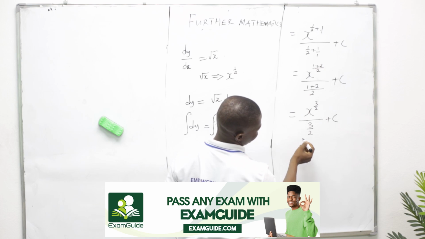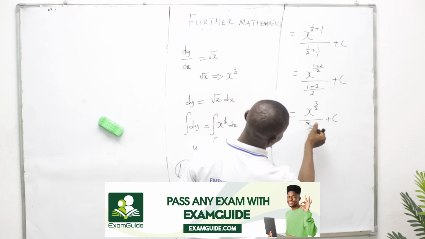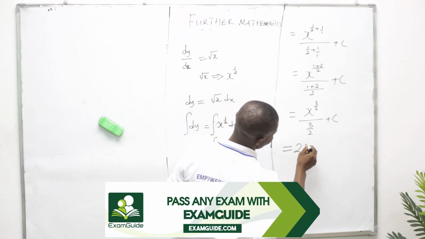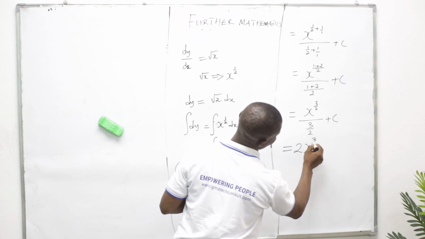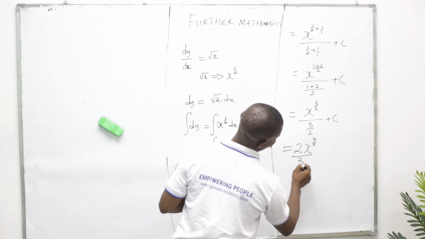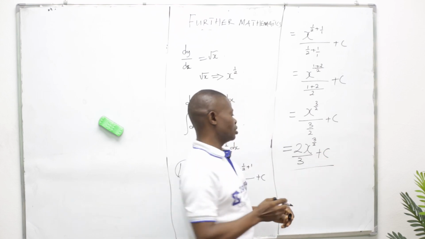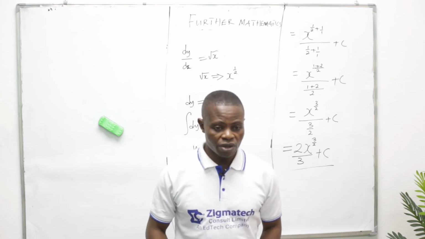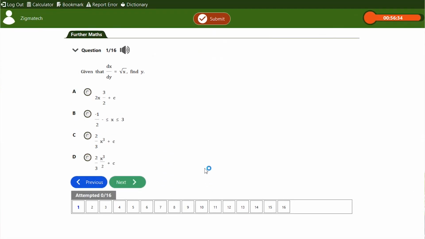So, if you switch division to multiplication, something will happen, meaning 2x raised to power 3 all over 2 divided by 3, plus constant. That will give the solution to what you have. You check your options. We have 2x raised to power 3 over 2 all over 3 plus c. Okay, that is the solution for that question.